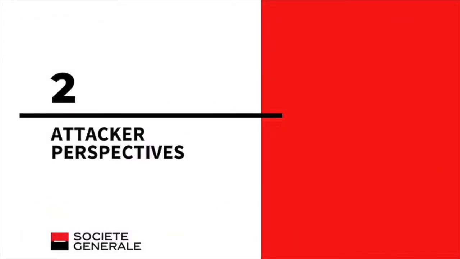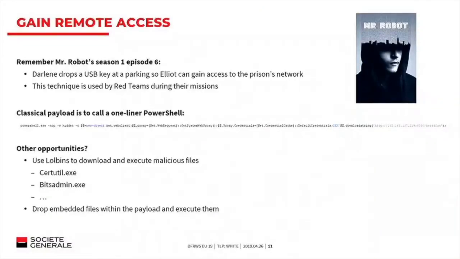So, the attacker's perspective with this kind of device. Maybe some of you have seen Mr. Robot. During season 1, they want to infiltrate, I think it's a prison, a jail. And Darlene drops many USB keys in the parking lot, and the USB keys or HID devices start a payload to gain remote access. So you have many ways to do it.